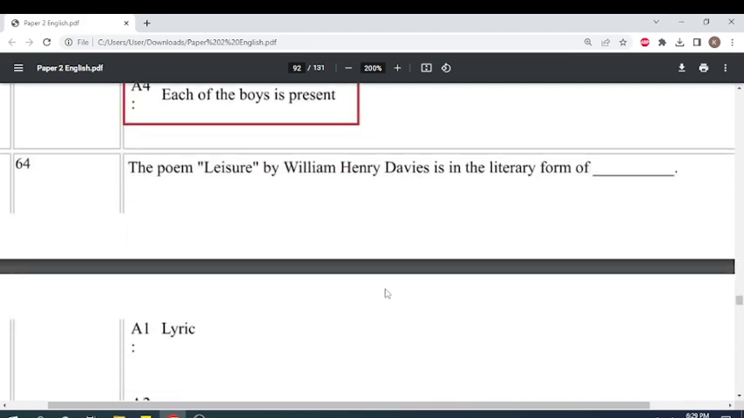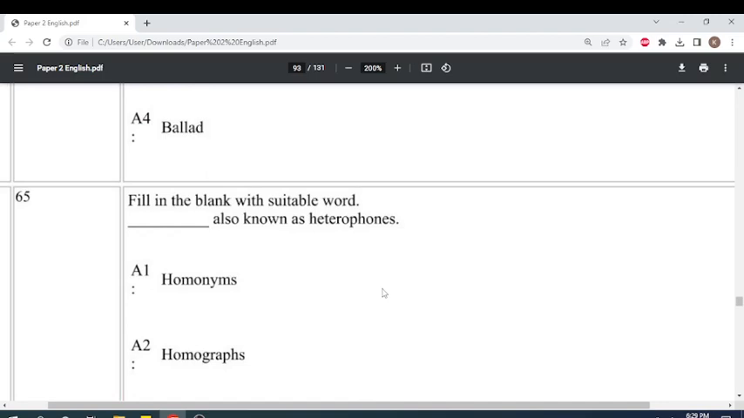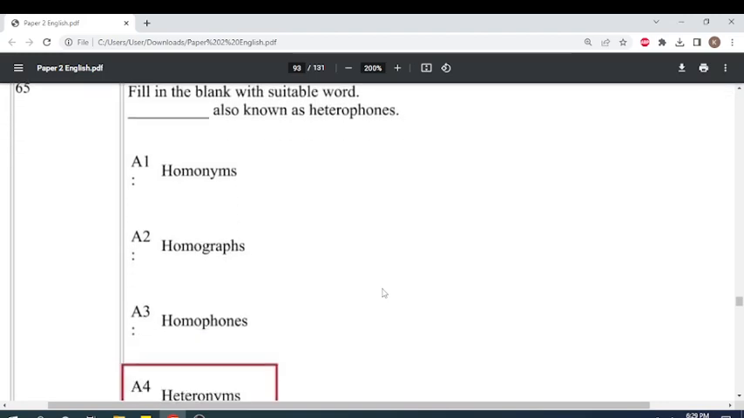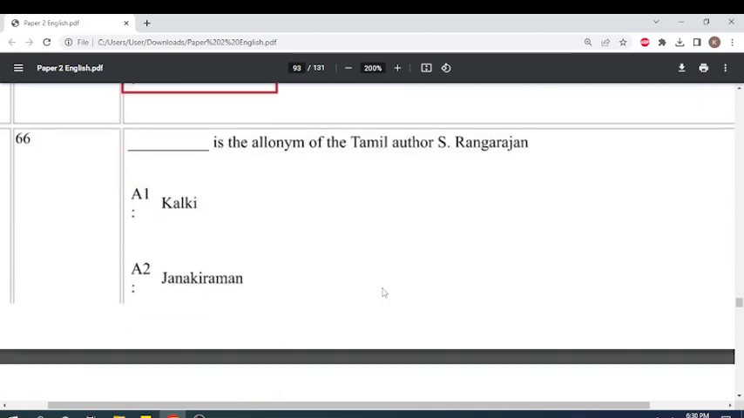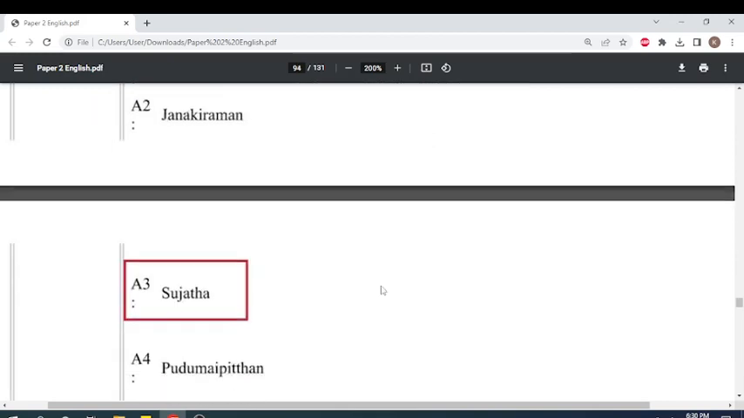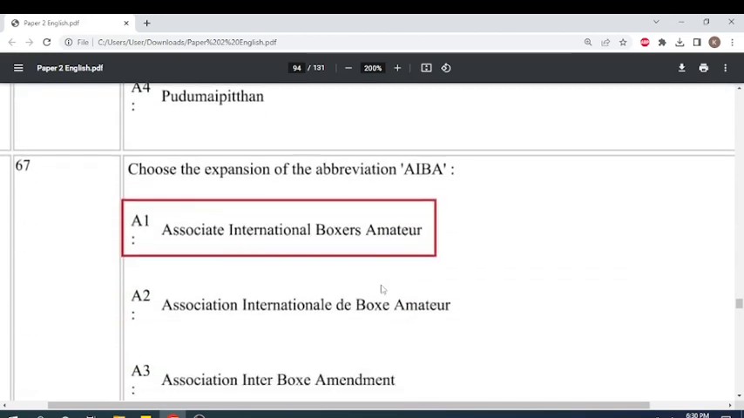64. The poem Leisure by William Henry Davies is in the literary form of dash. Answer A3, sonnet. 65. Fill in the blank with a suitable word: dash, also known as heterophones. Answer A4, heteronyms. 66. Dash is the allonym of the Tamil author S. Rangarajan. Answer A3, Sujatha. 67. Choose the expansion of the abbreviation AIBA.